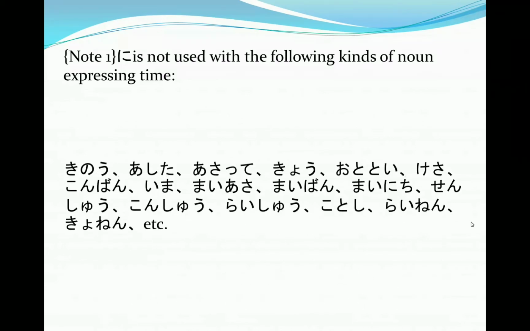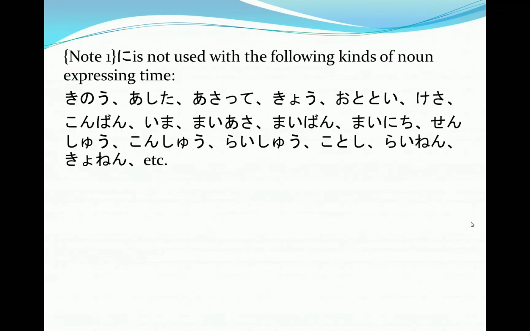Now, even though we said that we have to use ni in stating the occurrence, date, or time of an action, it doesn't always appear that way. There are certain nouns expressing time that don't need ni as a particle. These are the nouns expressing time that don't need particle ni. We have kino for yesterday, ashita, tomorrow, asate, kyo, ototoi, kesa, and so on. All of that in the list right now.